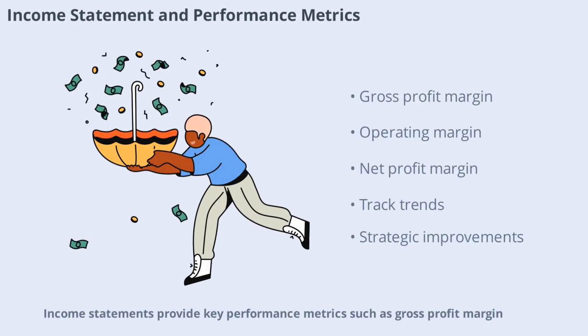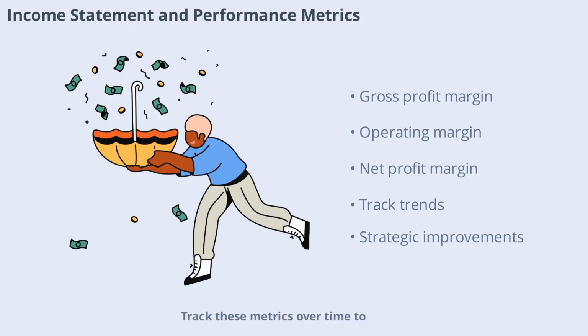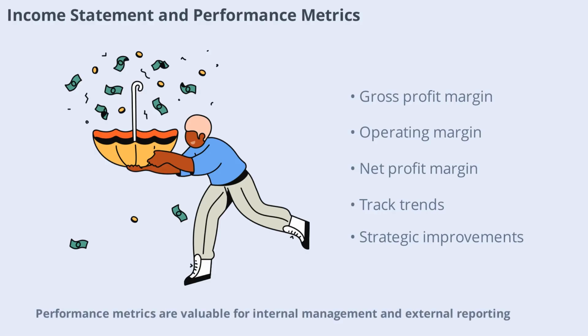Income statements provide key performance metrics such as gross profit margin, operating margin, and net profit margin. These ratios help you evaluate profitability and efficiency. Track these metrics over time to identify trends and make strategic improvements. Performance metrics are valuable for internal management and external reporting.